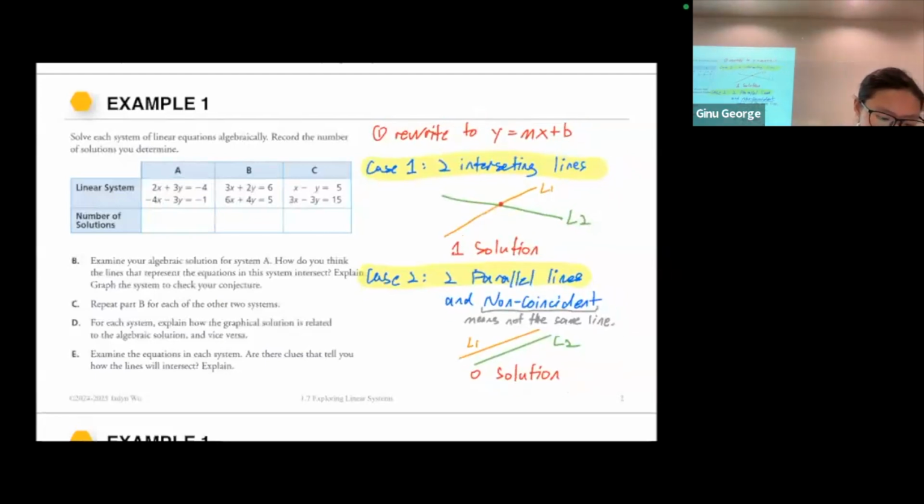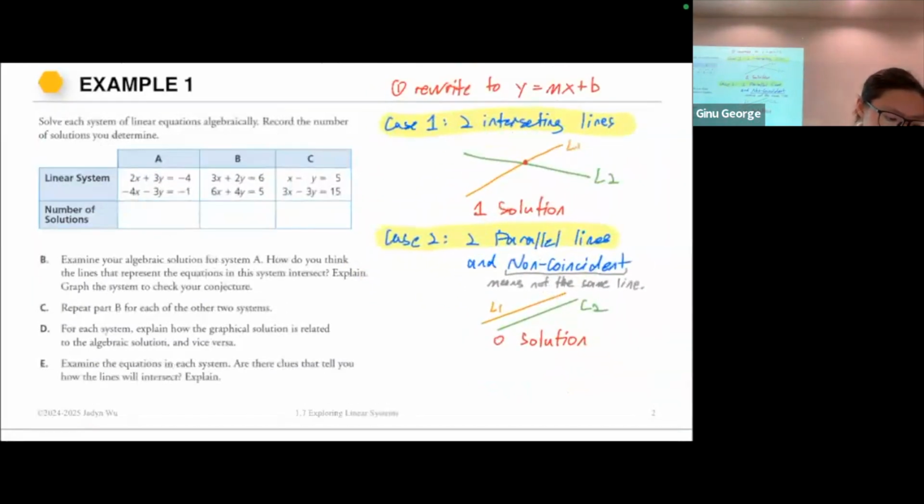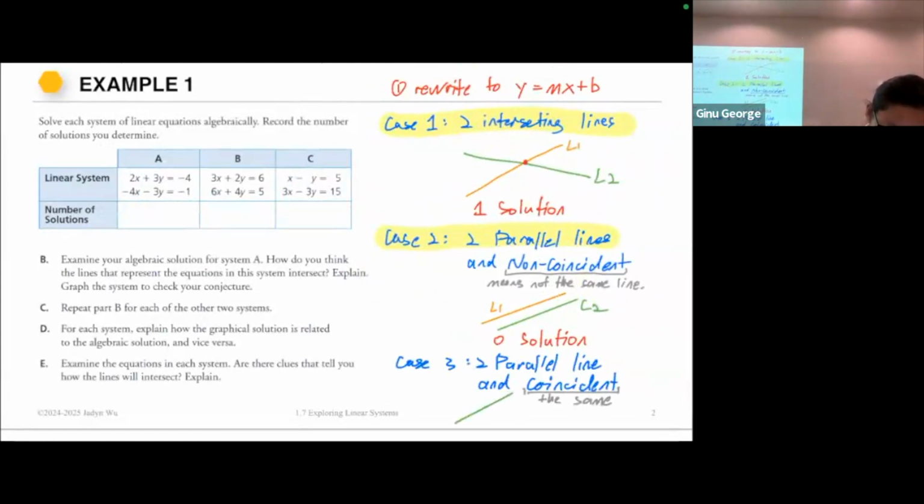And the last case will be similar to case 2, but a little bit different. It will just be what students have mentioned. It will be 2 parallel lines as well, but coincident, which means that they are the same line. So one line, L2, lies on the other line, L1, or they'll be the same line here. So those are the three cases, or the number of solutions for linear systems.